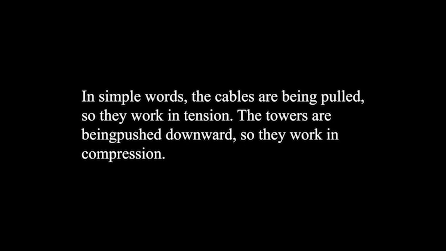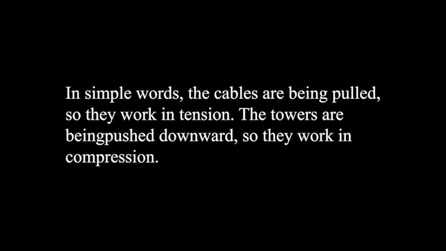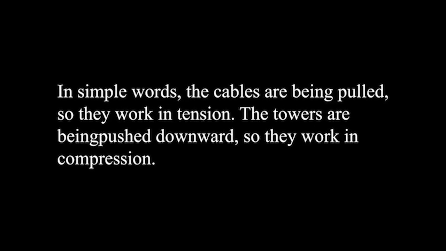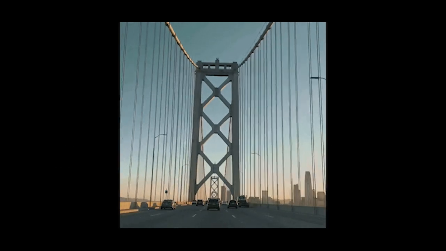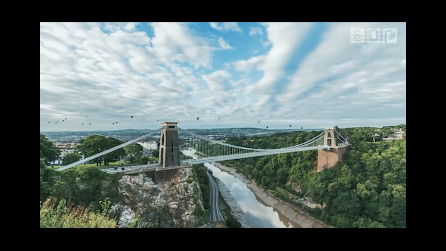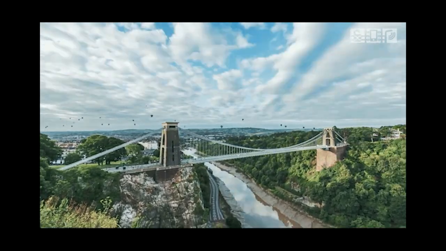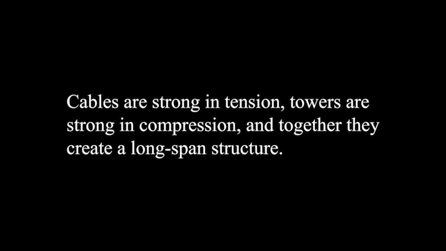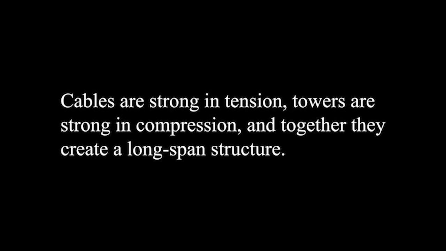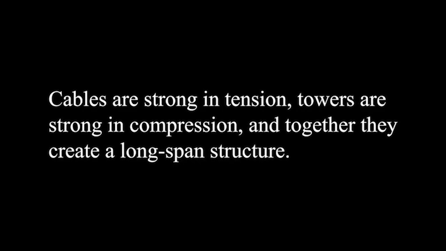In simple words, the cables are being pulled, so they work in tension. The towers are being pushed downward, so they work in compression. That's why suspension bridges can span very long distances. The system spreads the load efficiently instead of forcing one solid beam to carry everything. The main lesson from suspension bridges is cables are strong in tension, towers are strong in compression, and together they create a long span structure.